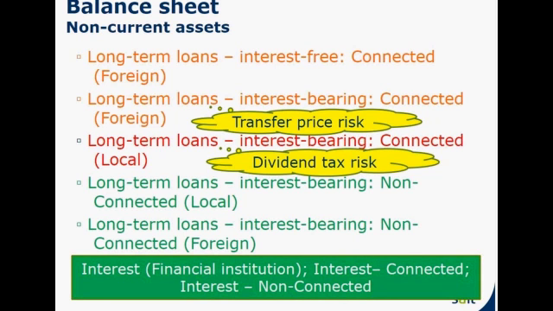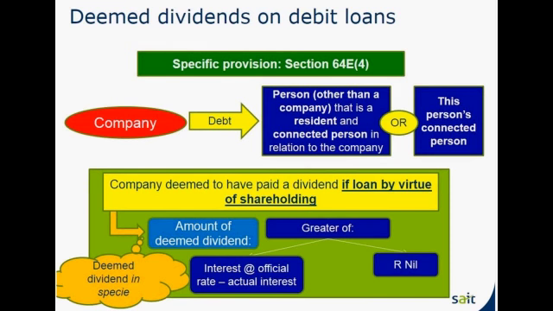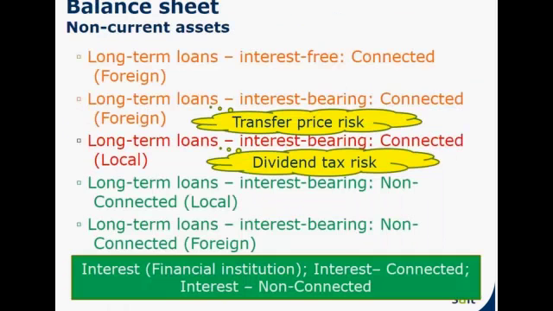Then to the income statement, the form requires you to give your interest from financial institutions, interest from connected persons, and interest from non-connected persons. The one that I would think carefully about would be that middle one, the interest from connected persons. So just as a check to go and do, take your interest from connected persons divided by your total connected person loans, especially the local ones. If you are less than the official rate, that's a problem for dividend tax.